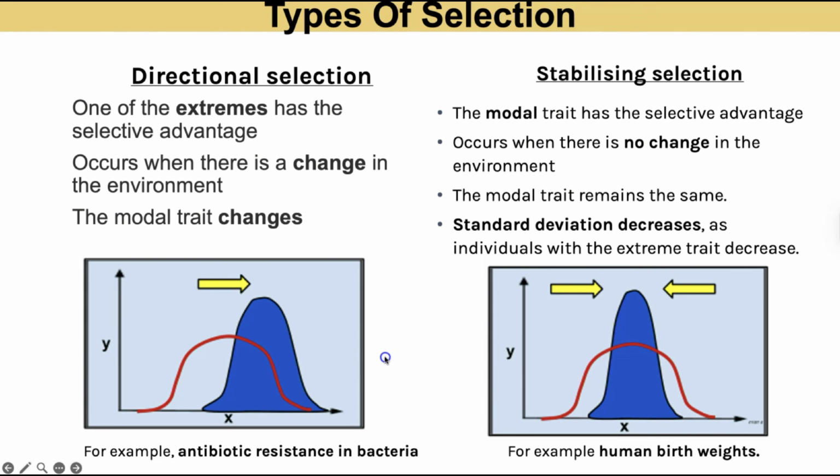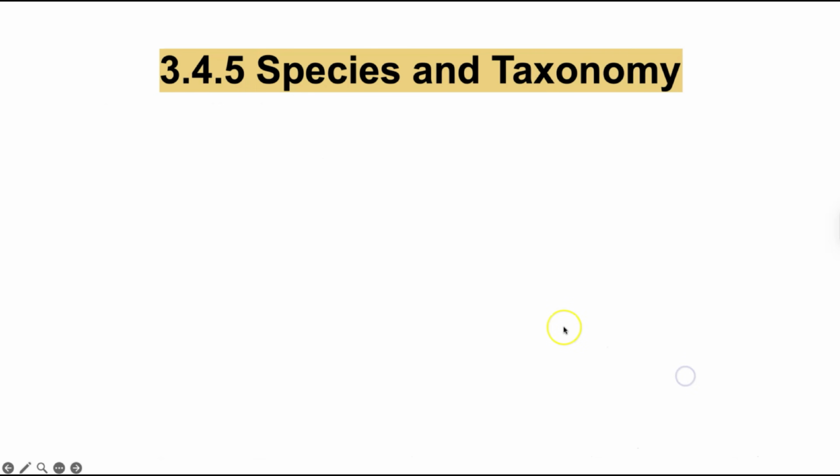The example linked to this is human birth weight. So a middling birth weight is the selective advantage because if you're much, much lighter, then potentially you were premature, and that means maybe you're less likely to survive. And if it's a very, very big baby, you're more likely to have complications with the birth. So the middling birth weight is the selective advantage.